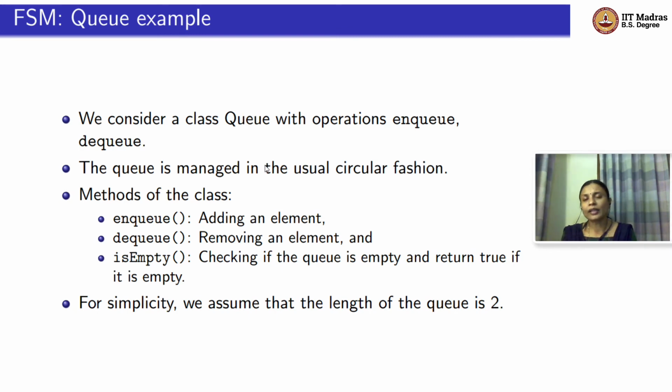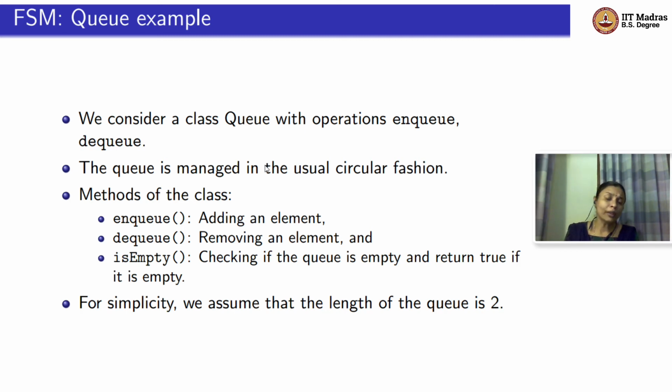Let's consider that there is a class called Q, which has operations like NQ, which is adding to the queue, and DQ, which is removing from the queue. It's a queue, so it comes in first in, first out order, and the queue is managed in the usual circular fashion. NQ is used for adding a particular element. DQ is used for removing the element. And let's say there is one more method in the class queue which checks whether the queue is empty or not. Suppose the queue is empty, that is, this is-empty method returns true, then you may not be able to dequeue it. So it's a useful method to have.